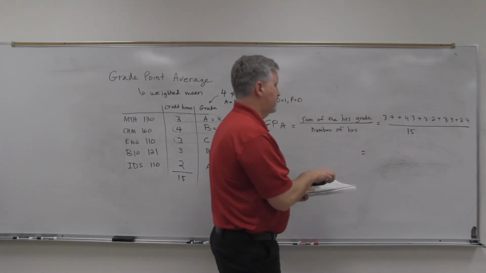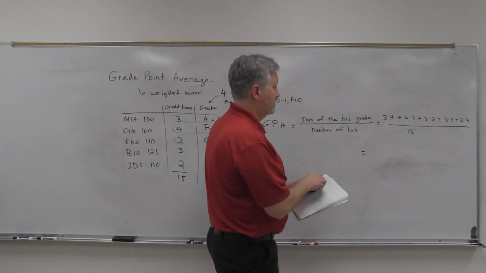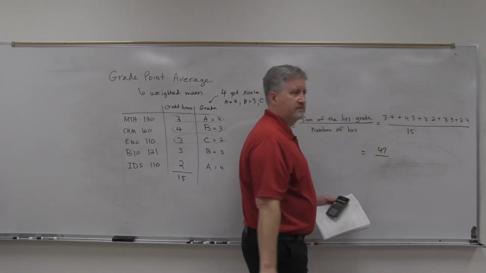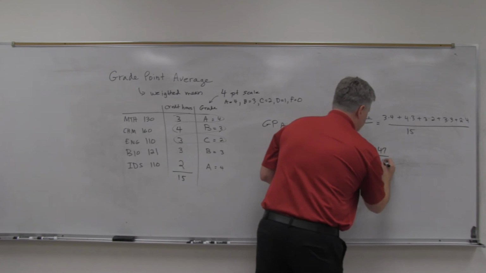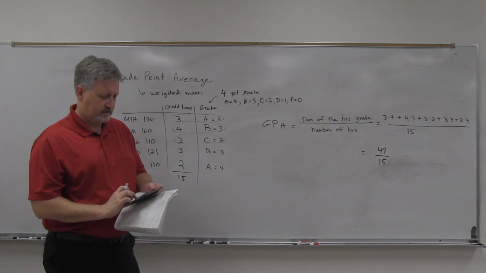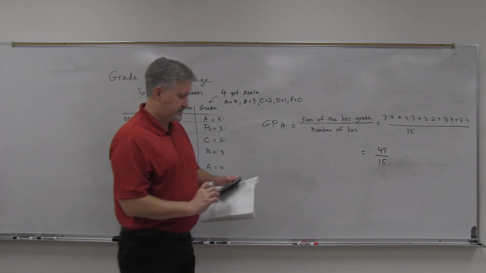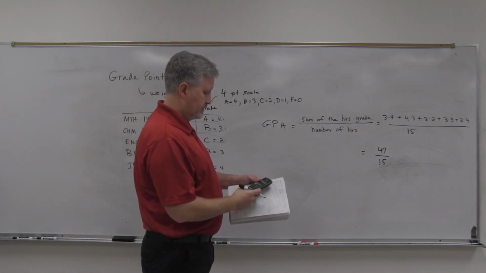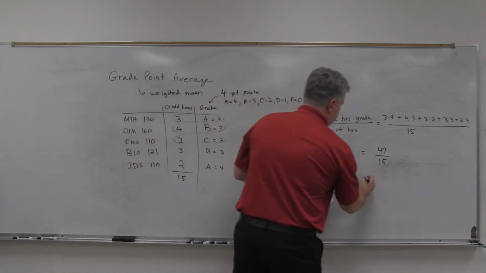What is this? 12, 12, 6, 9, 8, 47? On top? 47? That's what I got. What you got? All right, good. Then divide that by 15, and that's your GPA. You know how many places. 3.133.